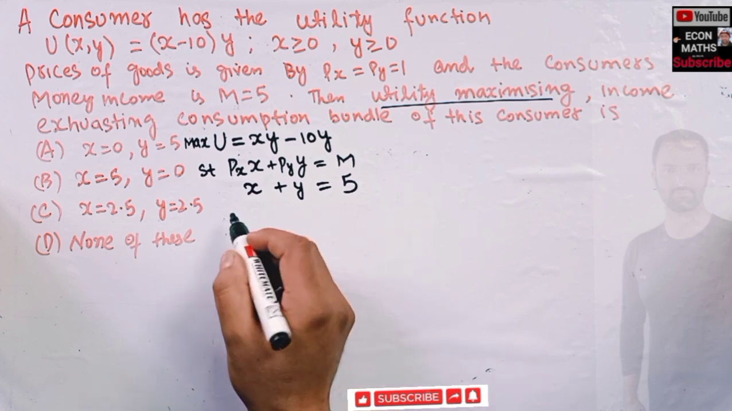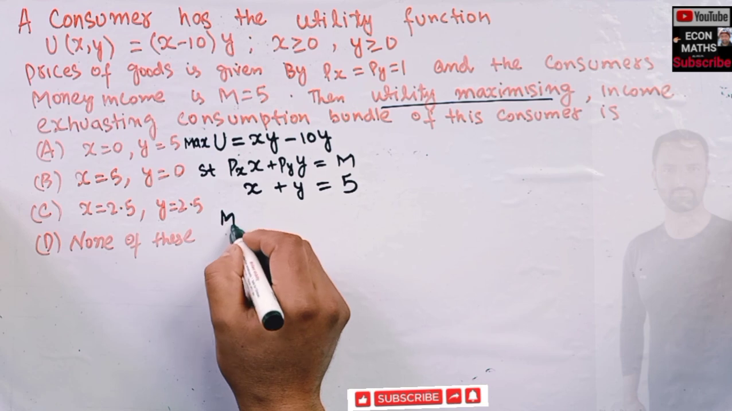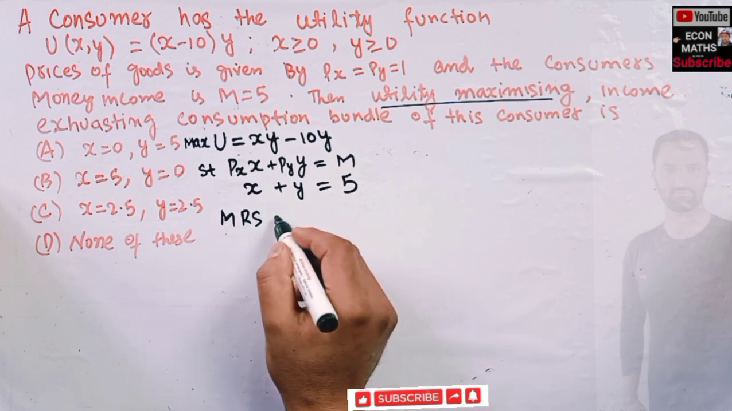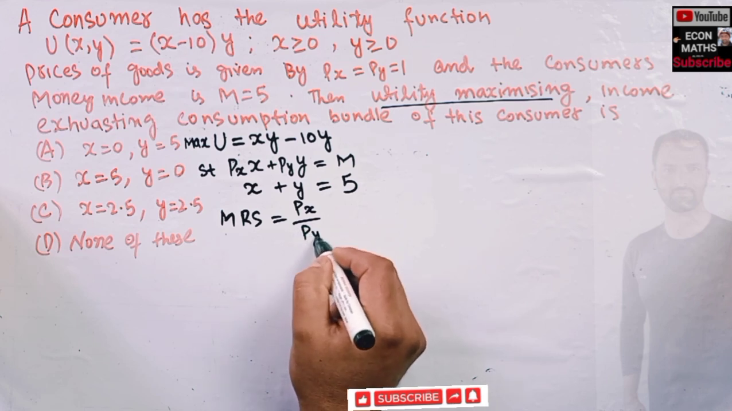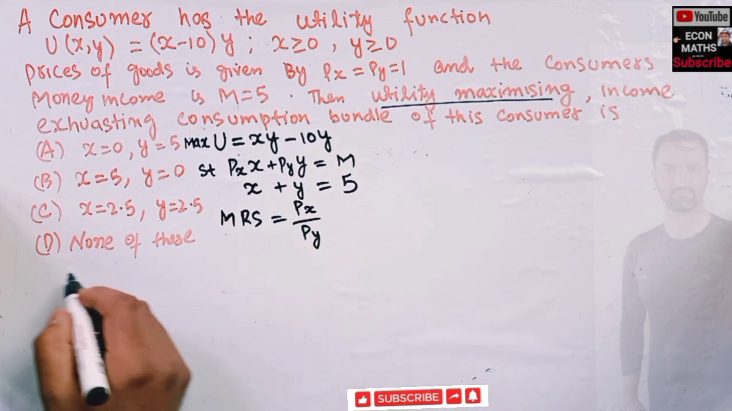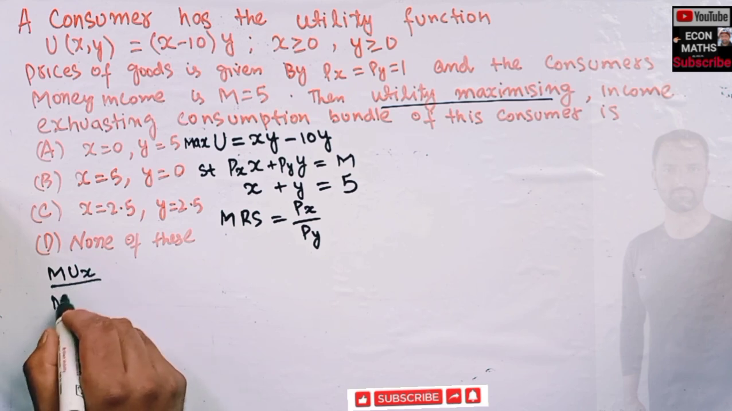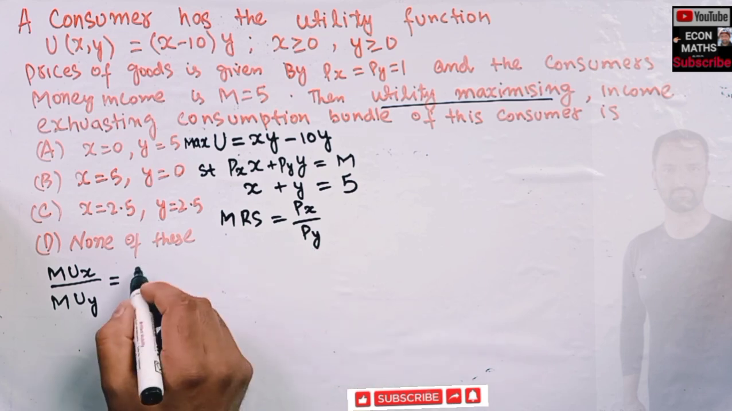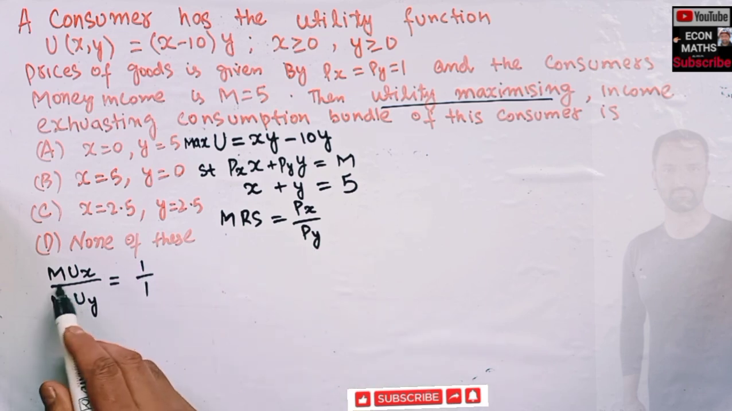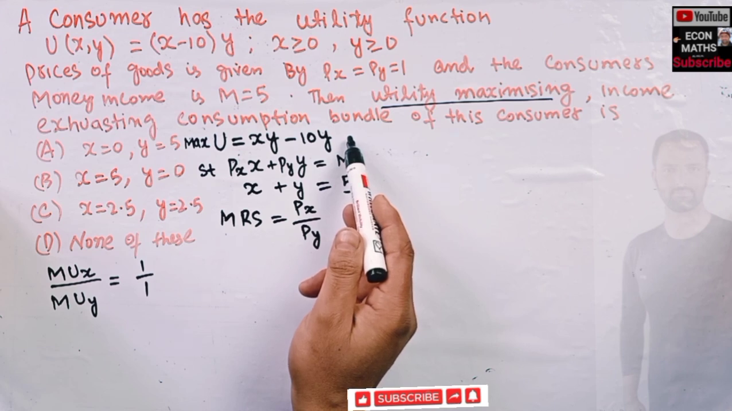Okay, so if we use here tangency condition, it requires that marginal rate of substitution between goods should be equal to the ratio of their prices. Okay, so what is MRS? MRS is marginal utility of x upon marginal utility of y should be equal to price of x upon price of y is 1 upon 1. Marginal utility of x means differentiating our utility function with respect to x.